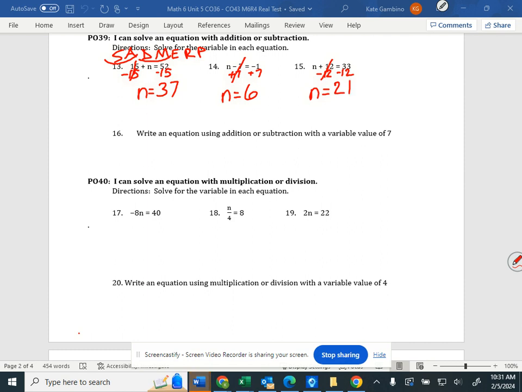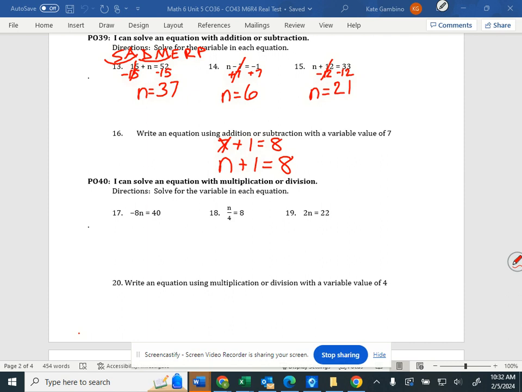Then it says write an equation using addition or subtraction with the variable value of 7. I do not want the equation to equal 7. I want the variable to be 7. Some of us came up with an equation that did have an answer of 7, but the important part was that we had our variable as 7. So you could do 7 plus 1 equals 8. Take out that 7 and say n plus 1 equals 8.